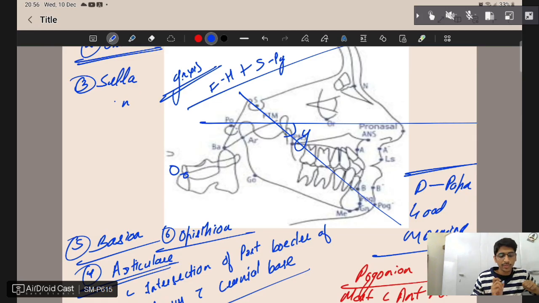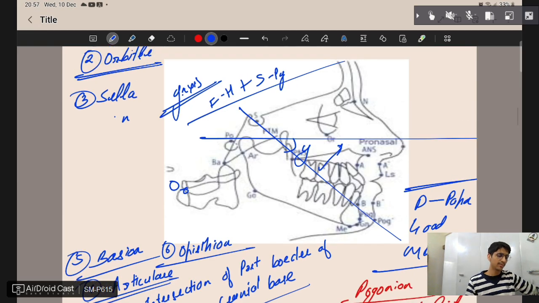If the patient is a vertical grower, then this value should increase. As this value increases, the jaw goes down, so the patient's facial vertical height increases. The patient is a vertical grower, and if this value goes down, that means the patient is a horizontal grower, as the vertical height reduces.